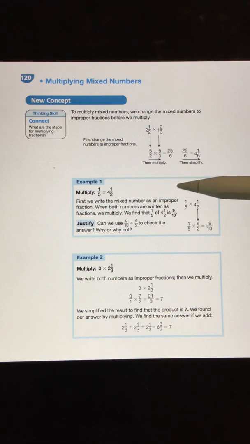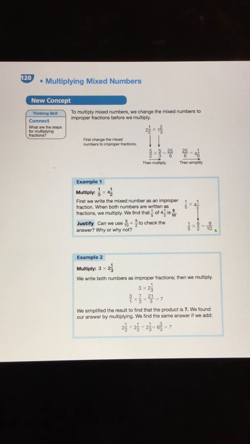All right, so then I will multiply my 1/5 times my 9 halves. So 1 times 9 is 9, and 5 times 2 is 10, and I have 9/10. I don't need to reduce or simplify that problem, right? So the question asks, can we use 9/10 divided by 9 halves to check our answer? Why or why not? And the answer is yes. Multiplication by 9 halves and division by 9 halves are inverse operations, so we would be able to use them.